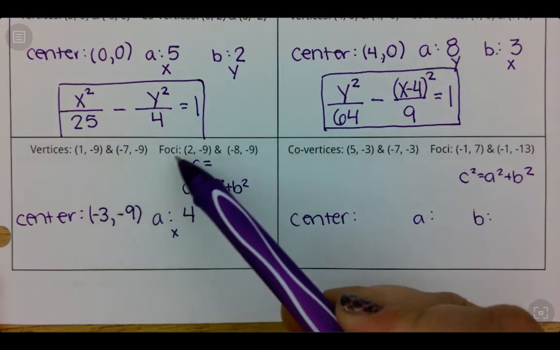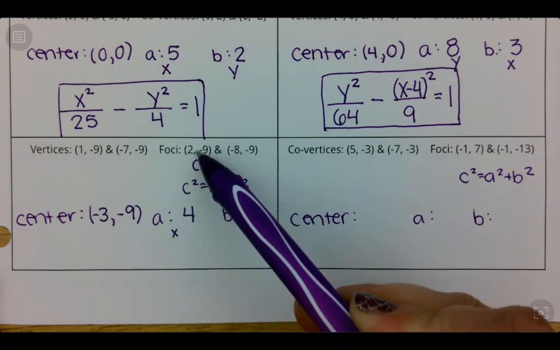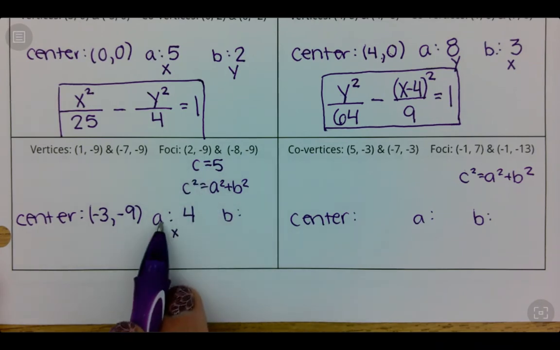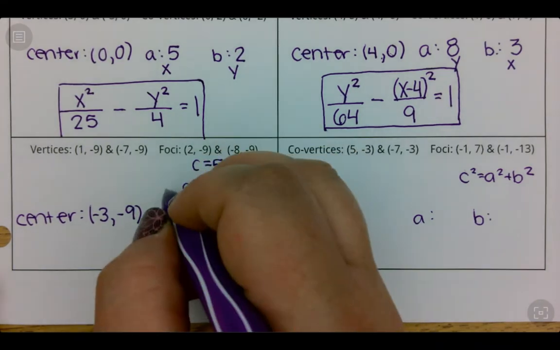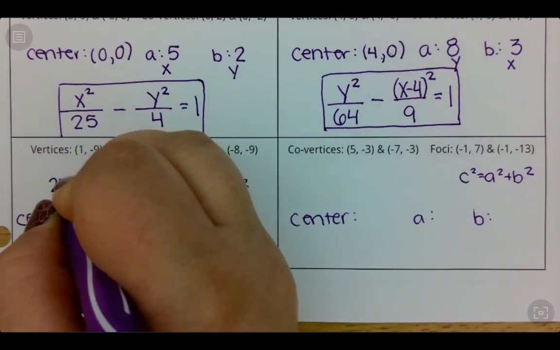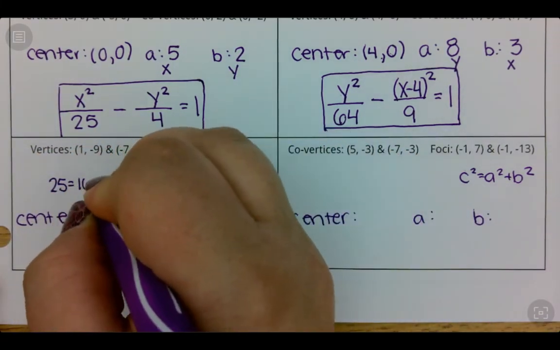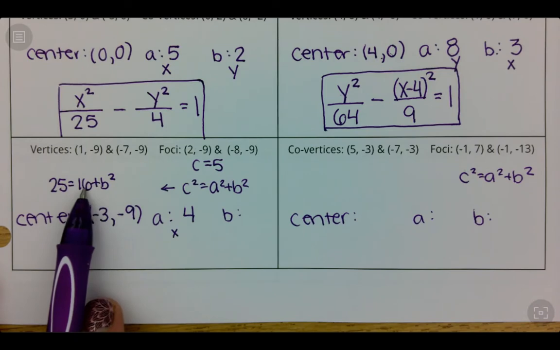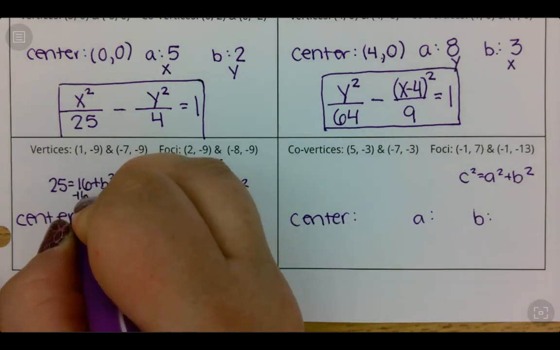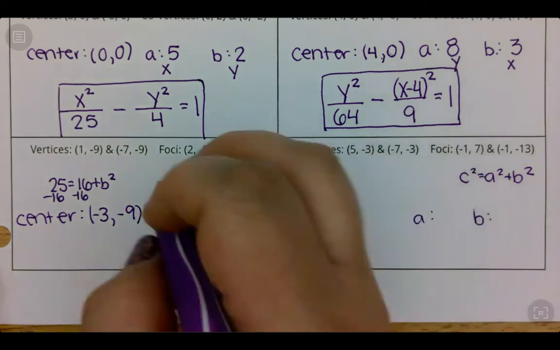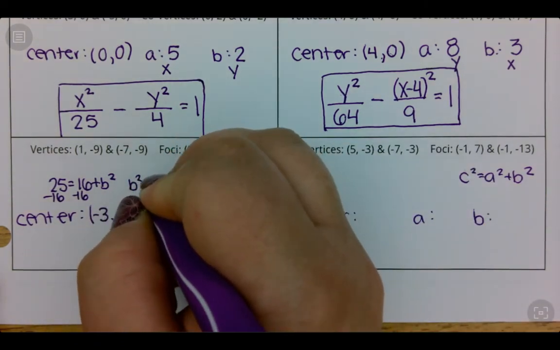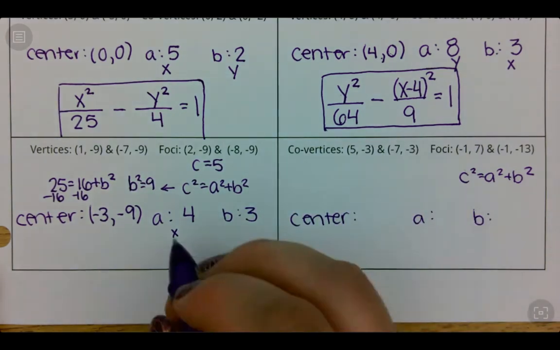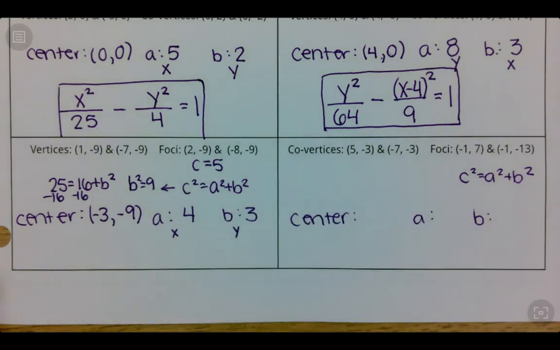So between the center and this point, from -3 to 2 is 5. So what I have now is C and A. So I'm going to rewrite this formula as 25 equals 16 plus B squared, because 5 squared is 25, 4 squared is 16. Then I just subtract that 16 to the other side. 25 minus 16, B squared equals 9. So B would have to be 3. And since this is x, this is going to be the y.